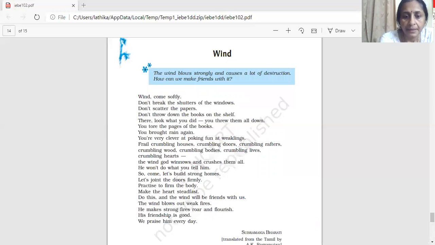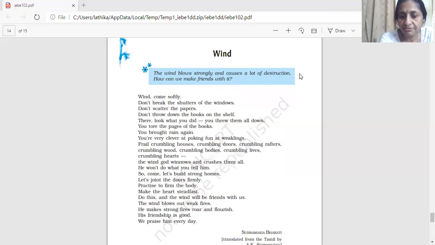Wind. The wind blows strongly and causes a lot of destruction. How can we make friends with it? Wind comes softly. Don't break the shutters of the windows. Don't scatter the papers. Don't throw down the books on the shelf.